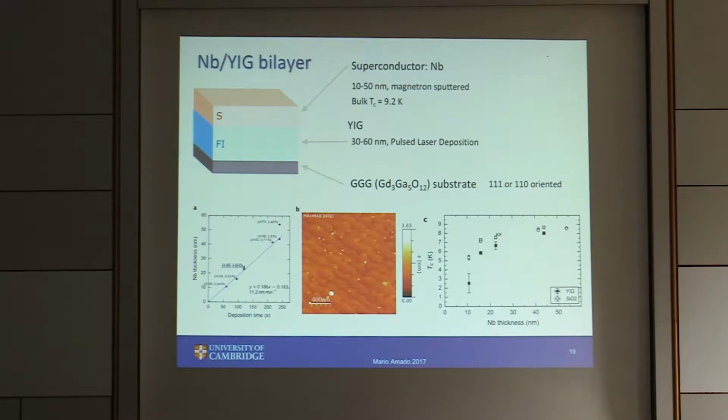And the first thing we can observe is that if we have the same samples of YIG and we just deposit different thicknesses of niobium, we have a real depletion of the TC of the niobium when sitting on YIG compared to niobium sitting on silicon dioxide. So we already see that the interface is doing something to this superconductor.